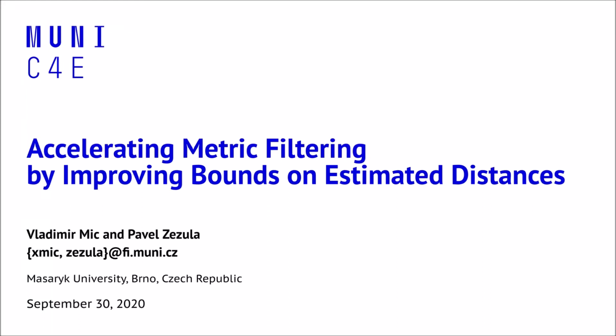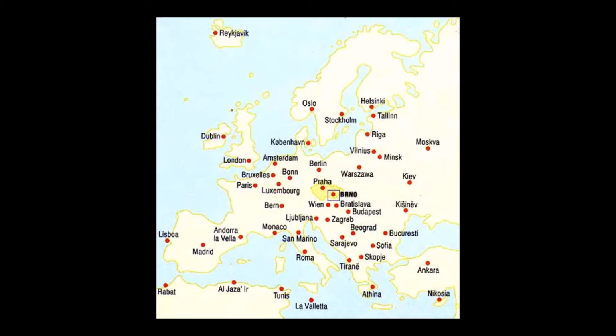Dear spectators, this video presents the article Accelerating Metric Filtering by Improving Bounds on Estimated Distances, which is published in the proceedings of the SISAP conference. My name is Vladimir and I wrote this article together with my professor Pavel Zezula. We both work at the Masaryk University in Brno, Czech Republic.